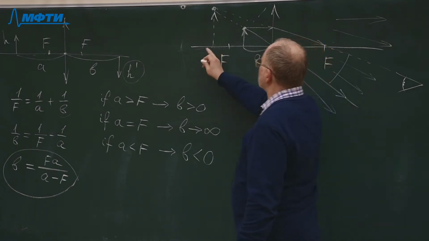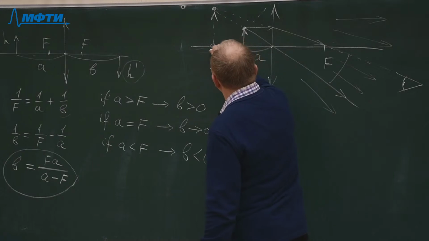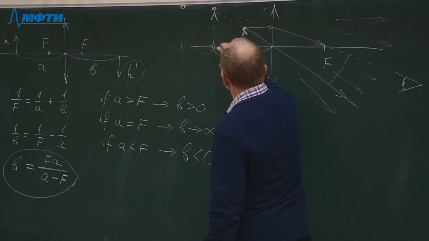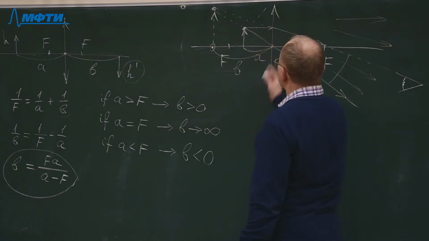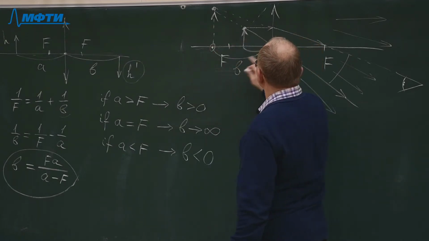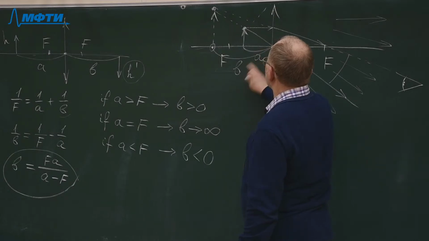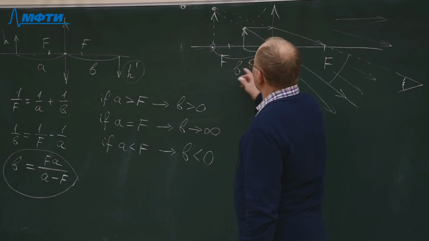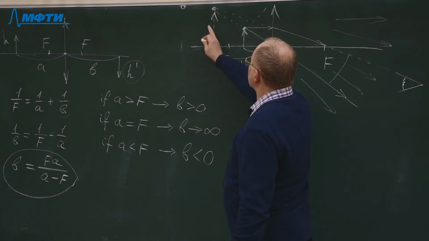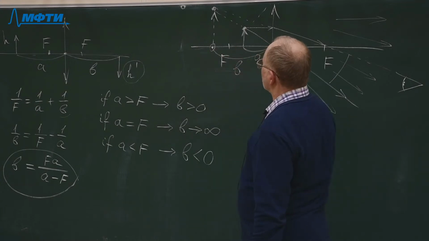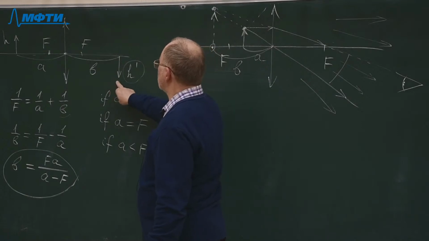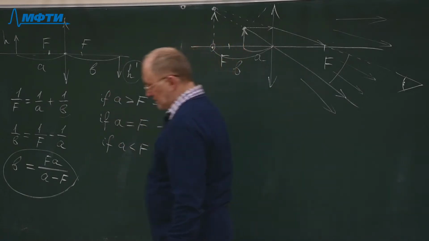And what is the difference between the image with negative b? I remind you that b is the distance from the lens to the image, and if b is on the same side of the lens as a, then b is negative in this case. If b is negative, then this image is, well, it's very strange. It differs much from the real image which we obtained here. What is the difference? The difference is simple.